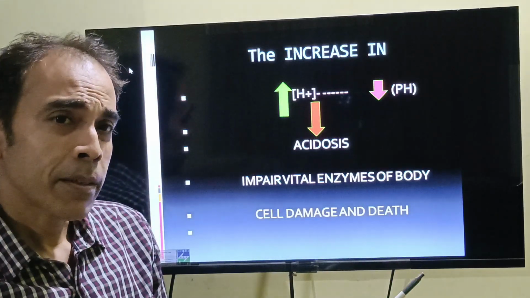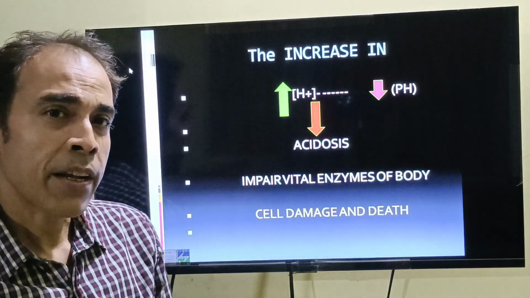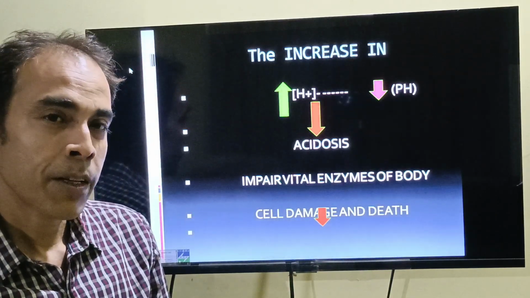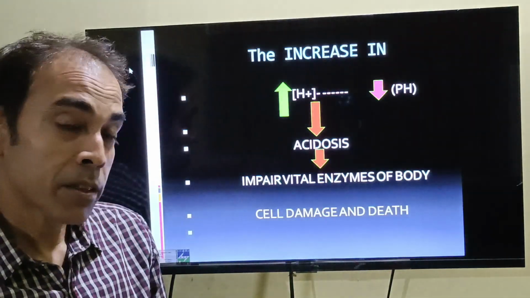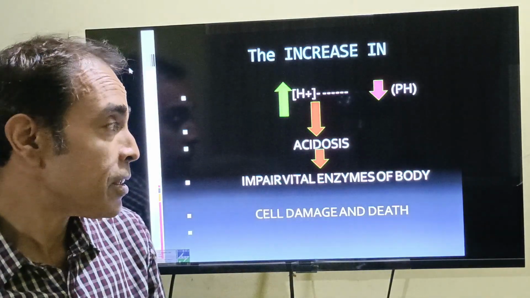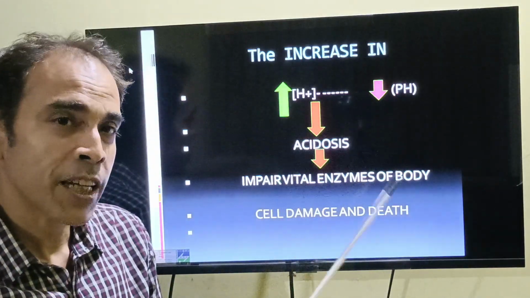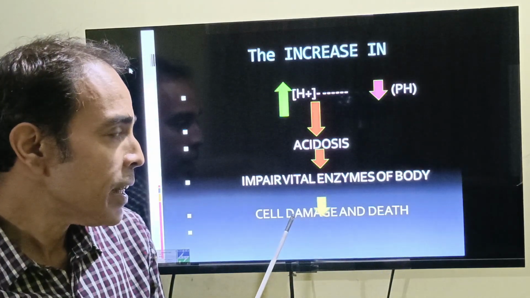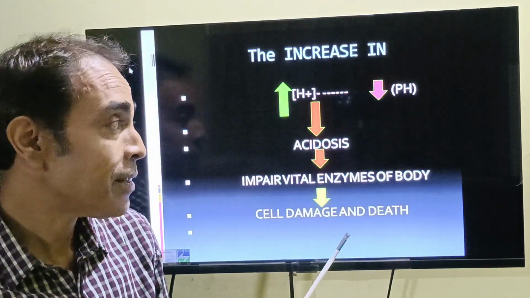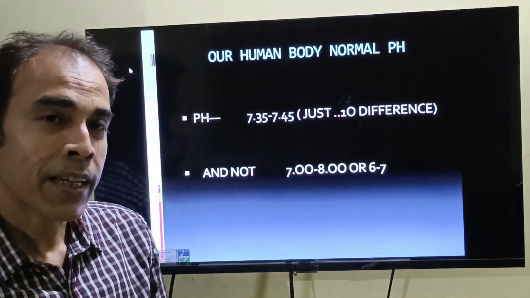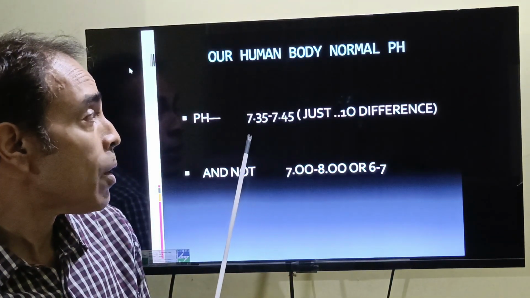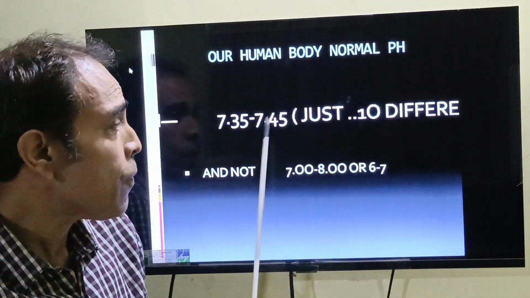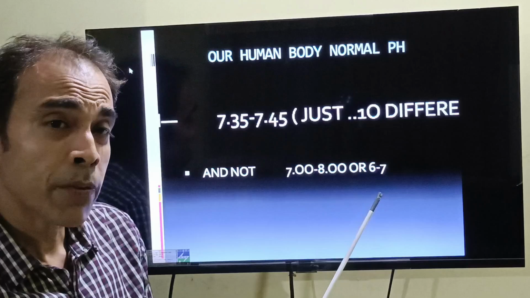So in our body, a lot of enzymes work at a definite pH. For example, gastric juice functions optimally at a particular pH, and pancreatic juice functions better at a different, very particular pH. So when this hydrogen ion concentration changes, these enzymes get deactivated, and this may lead to cell damage and death. You may be surprised that our normal body pH is around 7.35 to 7.45, just 0.10 difference.